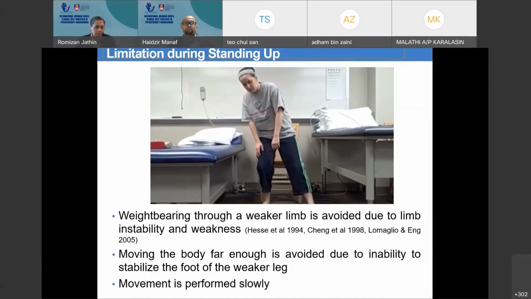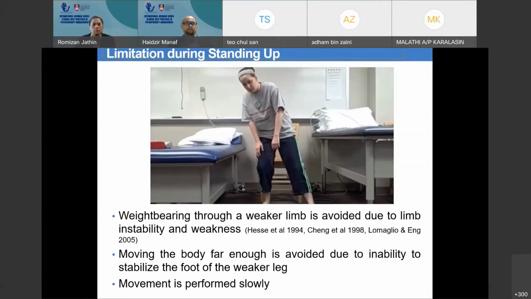Some of the patients, as you can see from my previous video, never put the load on the affected side. This is something the patient might do if they do not have proper guidance or guideline from the therapist. Moving the body far enough is avoided due to instability or inability to stabilize the foot on the weaker leg, and the movement is performed slowly. The same goes with the sitting down performance.